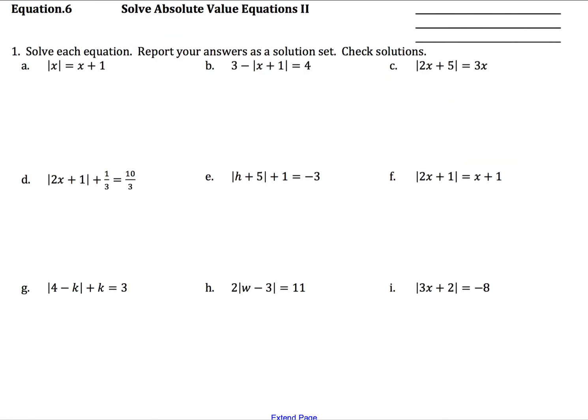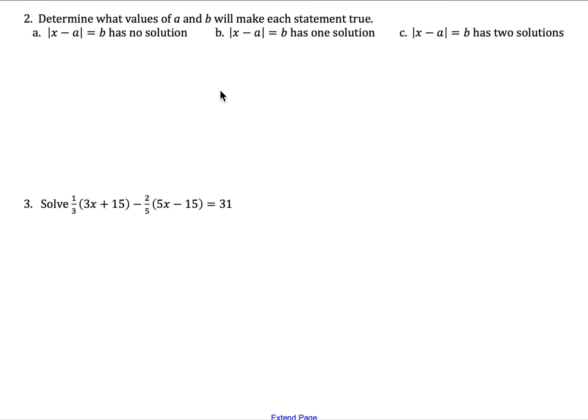Now, in your practice, number 1, you're going to solve each of these equations, report your answer as a solution set, and you need to check your solution. These are like the problems that we just did a bunch of in this video. Number 2, determine what values of A and B will make each statement true. So this is what we put in our notes today. What has to be A and B for this to have no solution? What about one solution and two solutions? I think you'll find that A doesn't really matter, but B does. And that's in your notes from today.